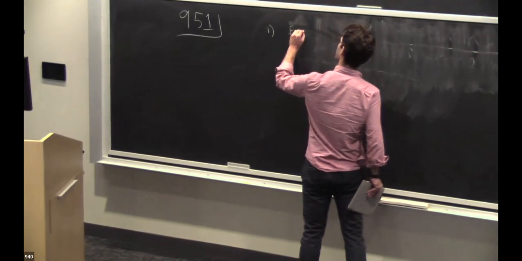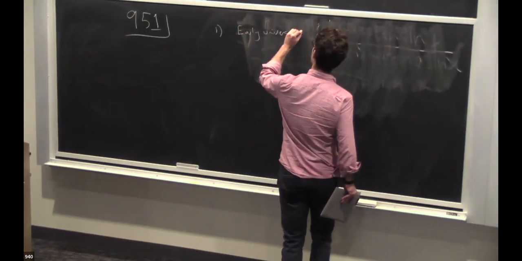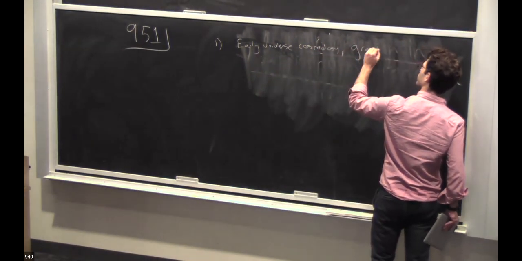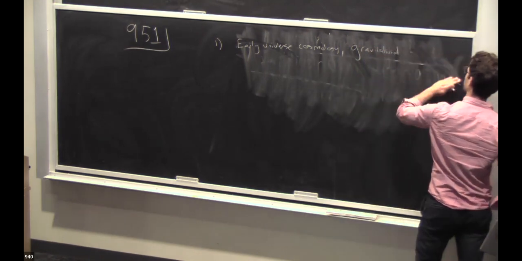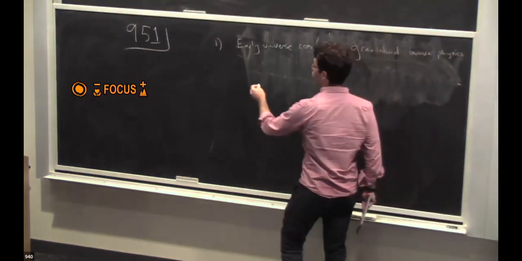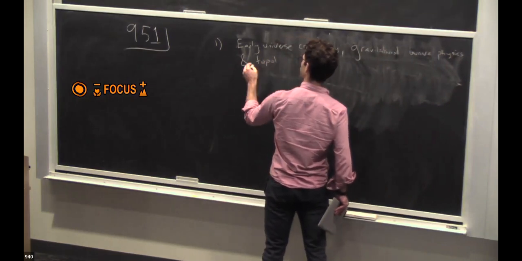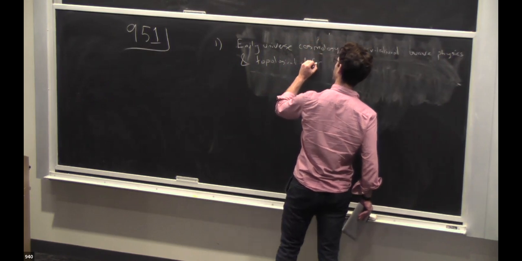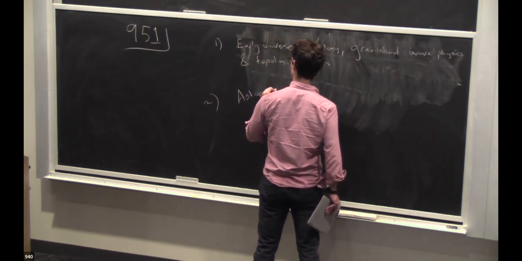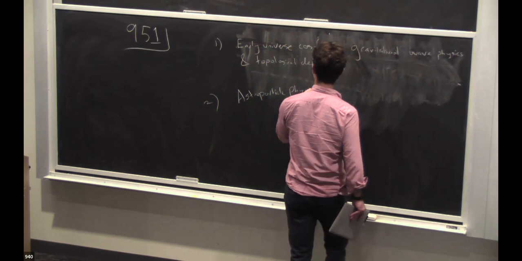All right. So I've got some interests in generally studying beyond the standard model physics and ways to probe it using early universe cosmology, gravitational wave physics, and topological defects. These are all somewhat related. As well as astroparticle physics, and a little bit of plasma physics too.